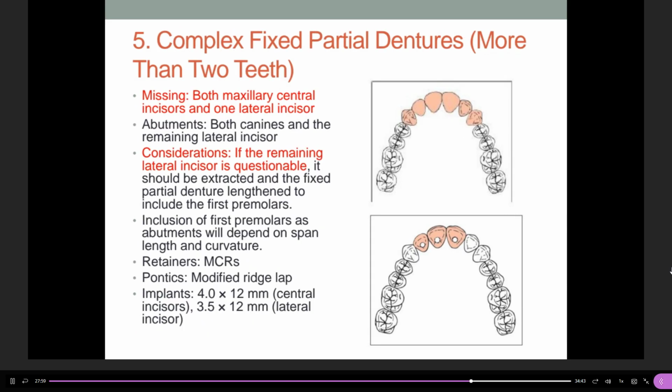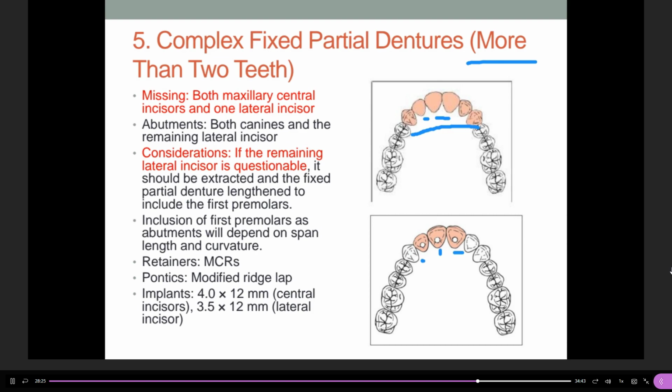Complex fixed partial denture, more than two teeth missing. So as we said, any situation where there is more than two teeth missing is a complex fixed prosthesis. Just for example, two centrals and lateral missing, it will be a canine to canine prosthesis. It will be a complex fixed partial denture. So you can place two implants and make a 3-unit FPD or three single implants.